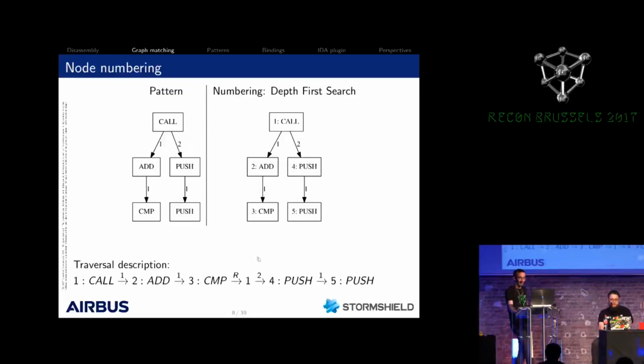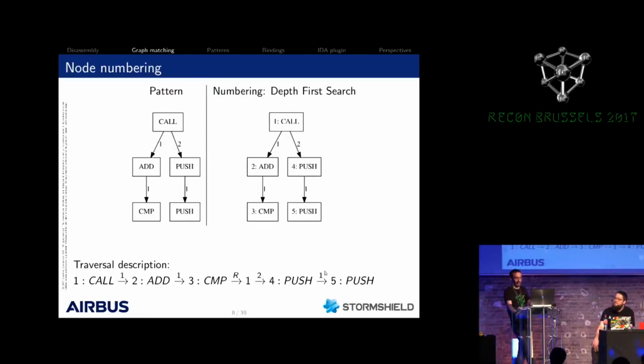So I can describe it in a text way like this. It's equivalent to the pattern, and that means I'm looking for a graph which has as a first node a call, then it has a first child. If you take it, you get to an add. Then I take again the first child. If you take it, you get to a compare. Then you go back to the node numbered 1, which was the call. Now you take child number 2, and you get to a push.